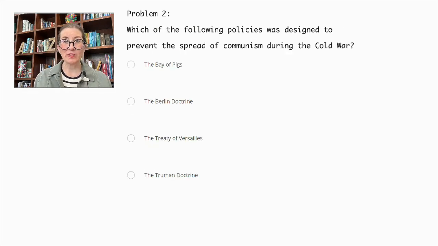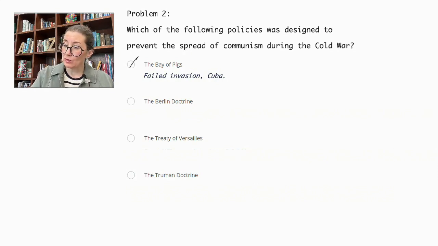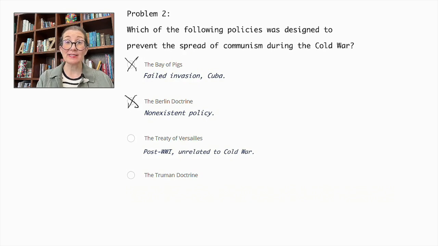Problem number 2. Which of the following policies was designed to prevent the spread of communism during the Cold War? The Bay of Pigs, the Berlin Doctrine, the Treaty of Versailles, or the Truman Doctrine? The Bay of Pigs was a failed invasion of Cuba by Cuban exiles supported by the United States. It was aimed at overthrowing Fidel Castro, but it was not a broader policy to contain communism. So let's cross that out. The Berlin Doctrine does not exist as a recognized policy, and so that will not be the correct answer either. The Treaty of Versailles, signed after World War I, dealt with the consequences of the war and had no connection to Cold War strategies. So let's eliminate that as well.